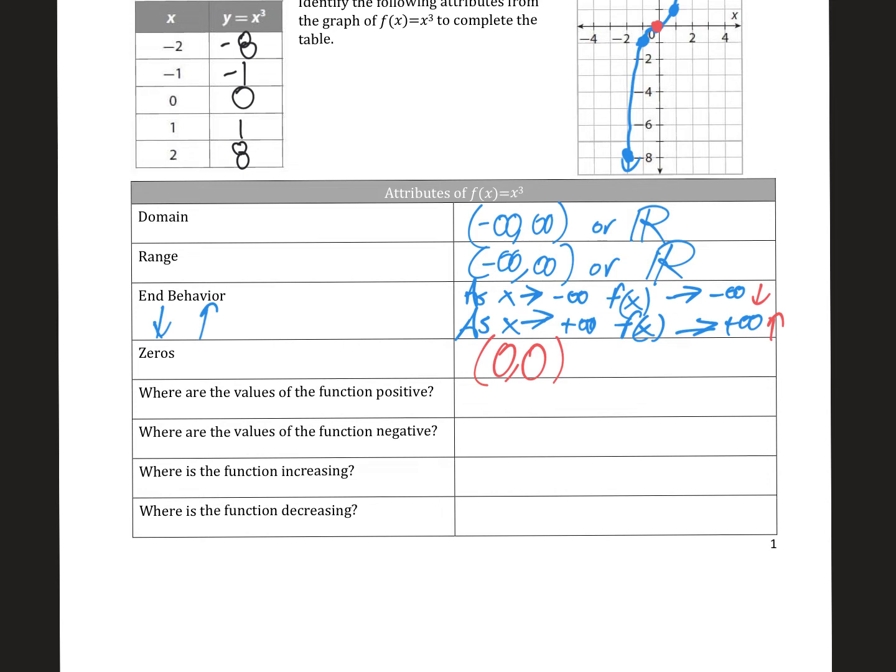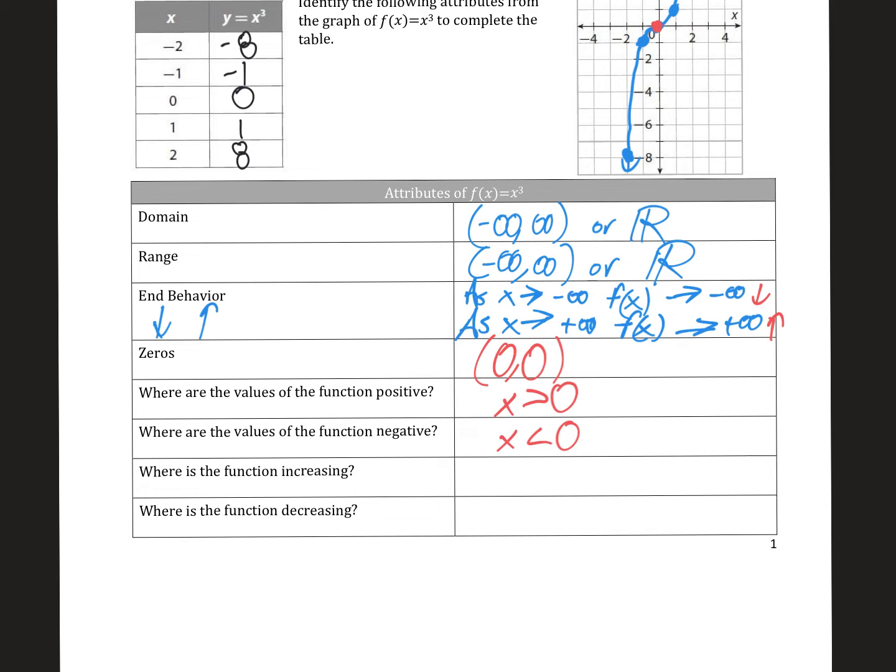They mention where the values of the function are positive. It's not super relevant to us, but we'll just mention it. It's when x is greater than 0. And when are they negative? It's when x is less than 0. So if you put in a negative, you get back a negative. You put in a positive, you get back a positive. We'll leave off increasing and decreasing. We don't really need to talk about that.